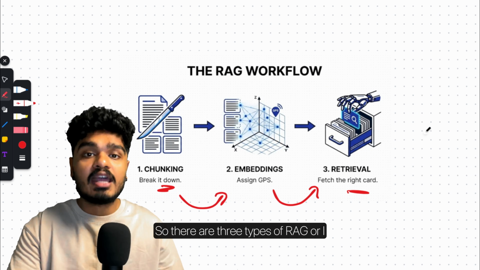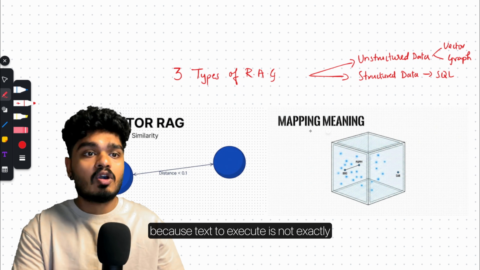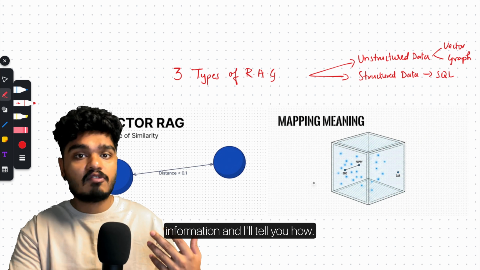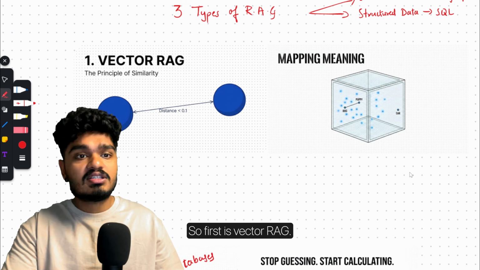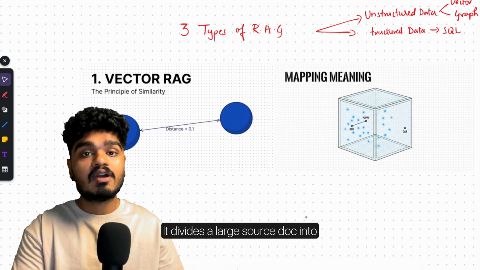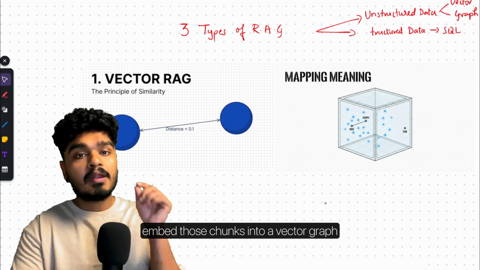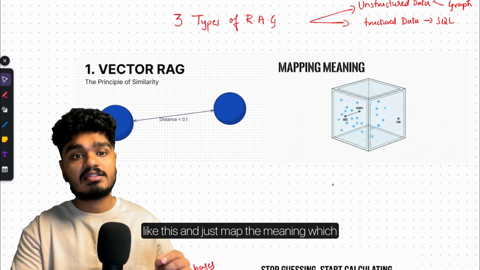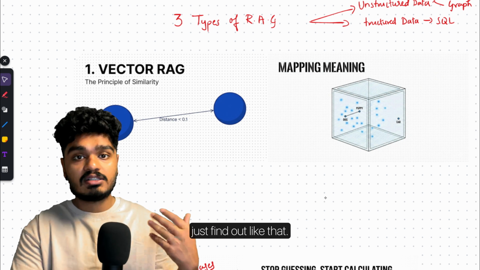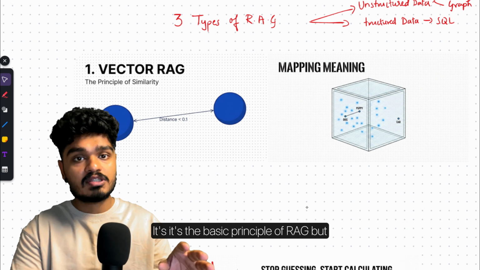So there are three types of RAG, or I could say three types of data retrieval, because text to SQL is not exactly RAG, but it does retrieve information, and I'll tell you how. So first is vector RAG. Vector RAG is what we discussed until now. It divides a large source doc into manageable facts, and after that it will embed those chunks into a vector graph like this and map the meaning which is closest to the user's query, and it will just find it like that. So that was vector RAG. It's the basic principle of RAG.